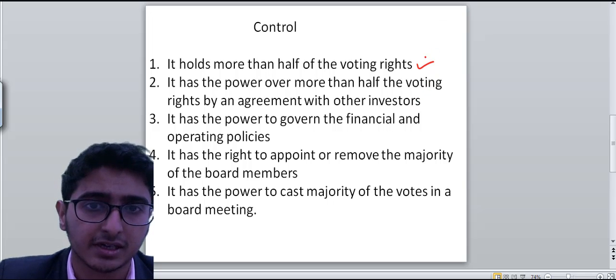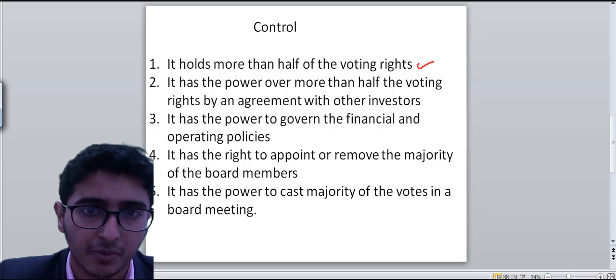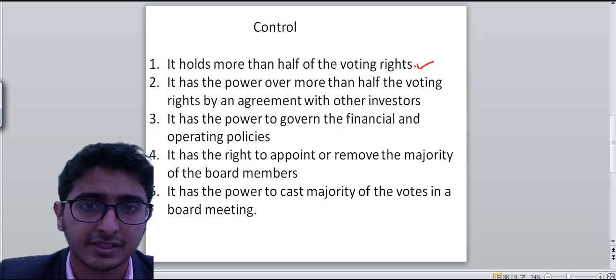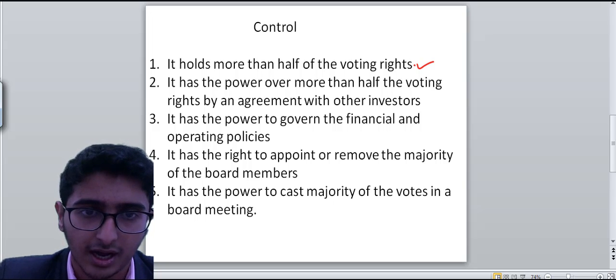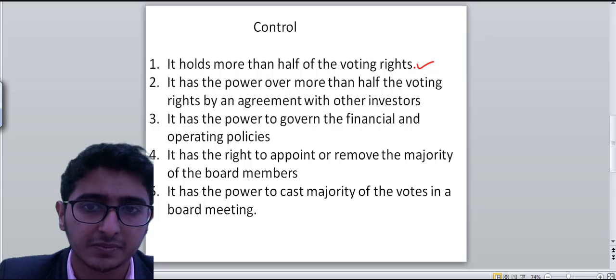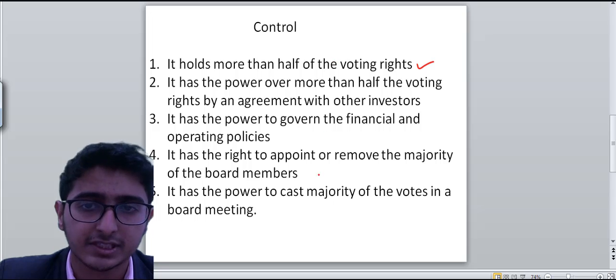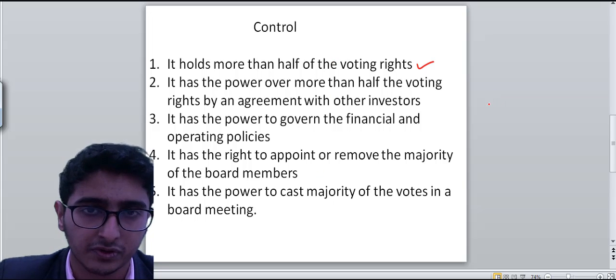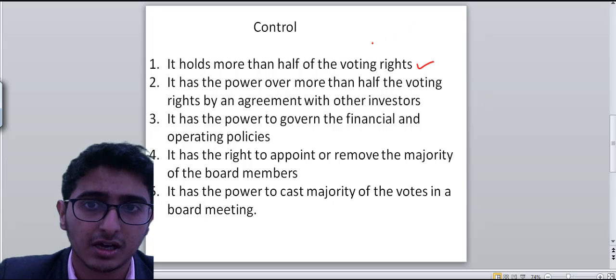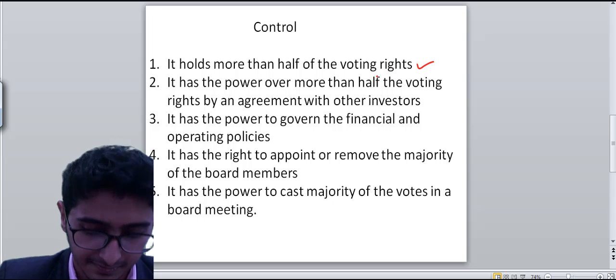Next, the third one is it has the power to govern the financial and operating policies, followed by it has the right to appoint or remove the majority of the board members. And the fifth criterion is it has the power to cast the majority of the votes in a board meeting. Remember, if I have any one of these criteria, this means I have control over the company. Another thing you should note is that this above 50% talks about only the ordinary shares, not the preference shares. That is a mistake which many students tend to make.